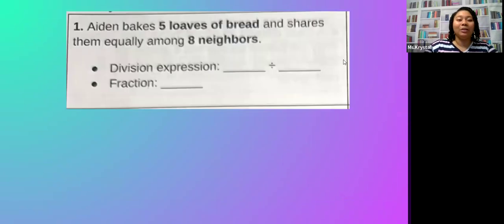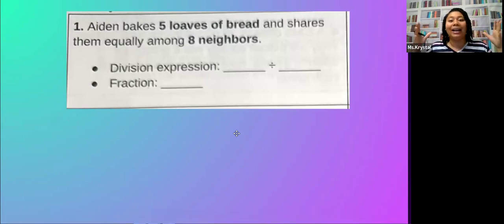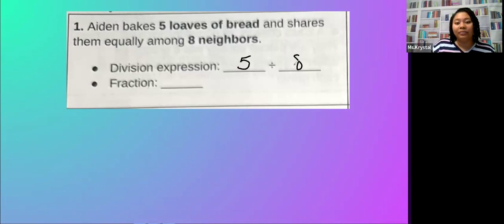So the very first one, we're talking about baking. Aiden bakes 5 loaves of bread and shares them equally among 8 neighbors. So how are we going to write this as a division expression? We're going to say it almost like how we say it out loud. 5 divided by 8 neighbors. So that's what we're going to write. 5 divided by 8. What does that look like as a fraction? 5 over 8. And we're also going to be reducing, and if we need to make it into a mixed number, we're definitely doing that.